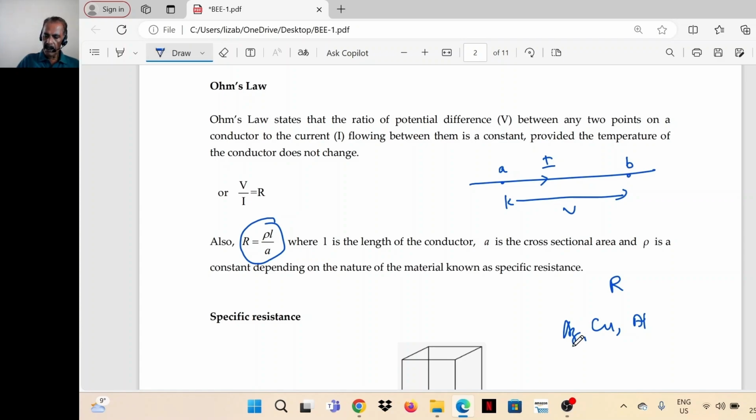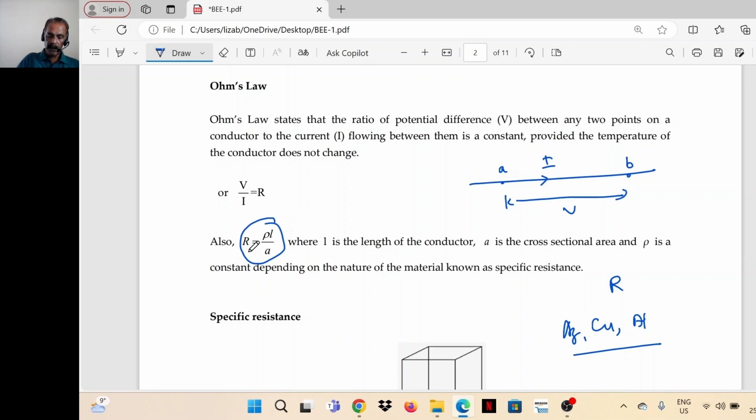Comparing these three conductor materials, that is silver, copper and aluminum, silver has the least resistance, copper has more, and aluminum has still more, for a resistor of the same dimension, same length and same cross-sectional area. So if you assume three conductors having the same length and same cross-sectional area, the resistance will be least for the silver conductor, a little more for the copper conductor, and still more for the aluminum conductor.